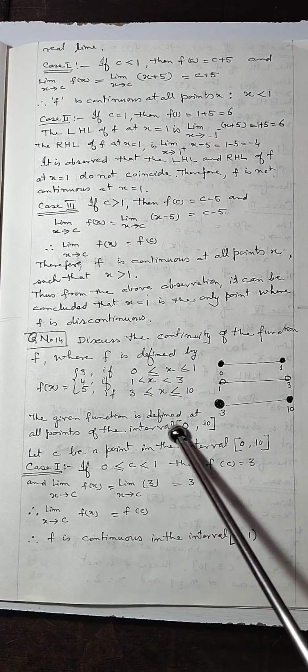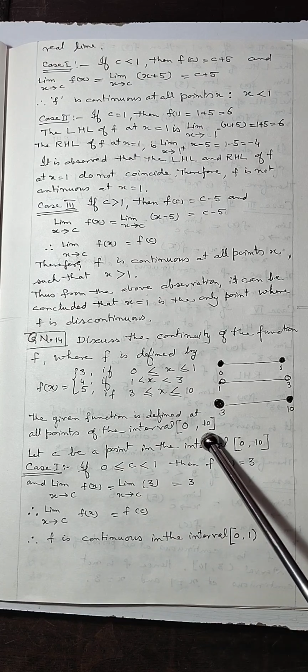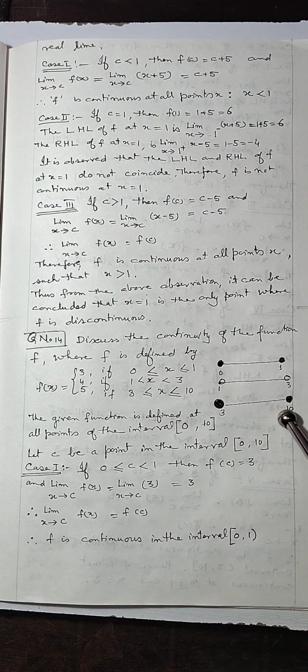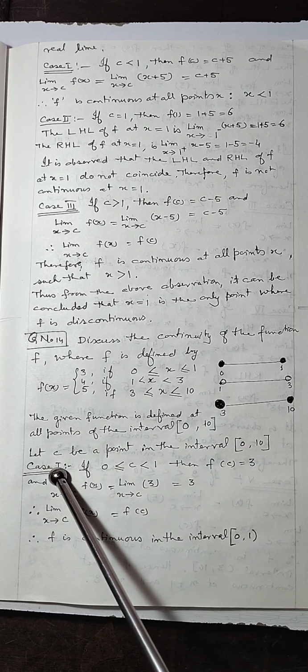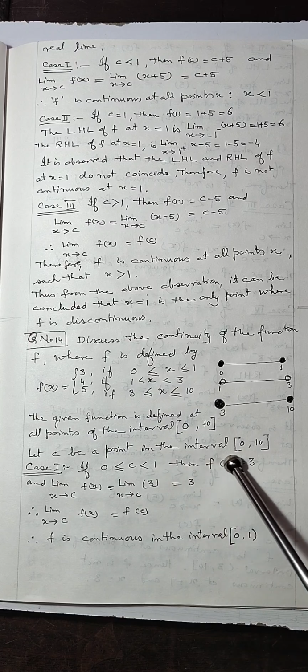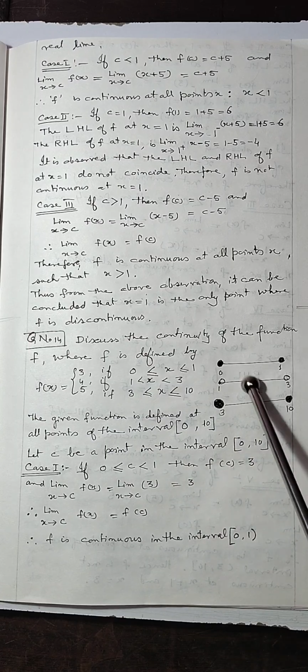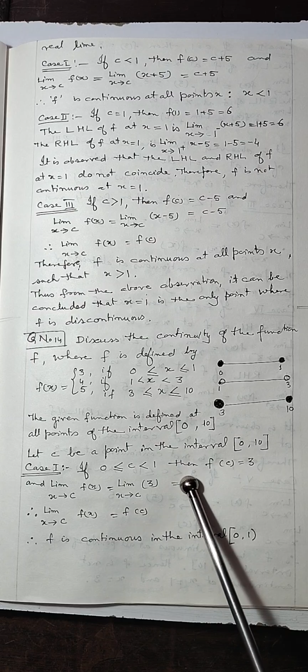The given function is defined at all points of the interval 0 to 10. 0 से लेकर के 10 तक that can be defined. So let C be a point in the interval 0 to 10. 0 से लेकर 10 के बीच में एक पॉइंट हमने एज्यूम किया. Let that point be C.